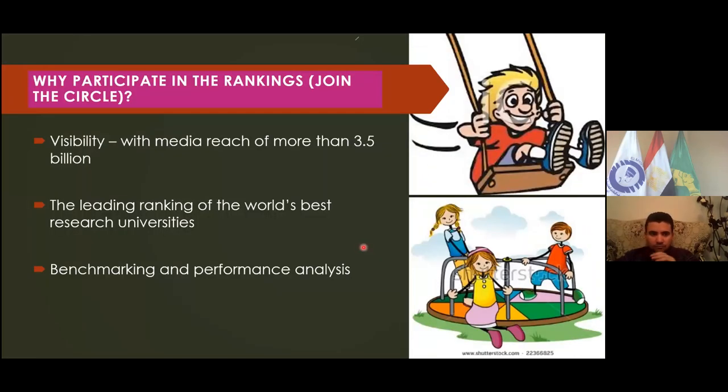Similarly, here is another answer for why you would like to join the circle. Should I do it alone, or should I join the circle? Yes, you need to join, because it gives you more visibility, with more than 3 billion members looking at this. The leading rankings in the world show the best research universities. If I'm looking for the first 10 ranked universities, I will see them. They are actually the best research universities. Benchmarking and performance analysis for my place.